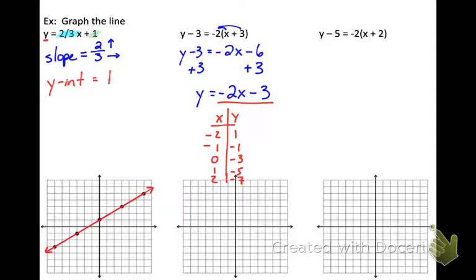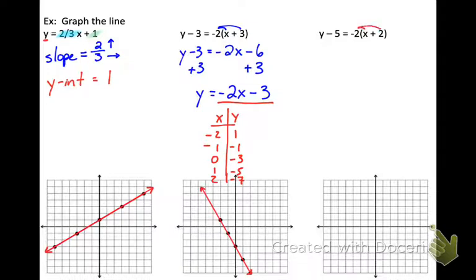So -2, 1, -1, -1, 0, -3, 1, -5, and we should be able to kind of just see our slope happening here. And so there's my line. There you go. Same thing with this next one.